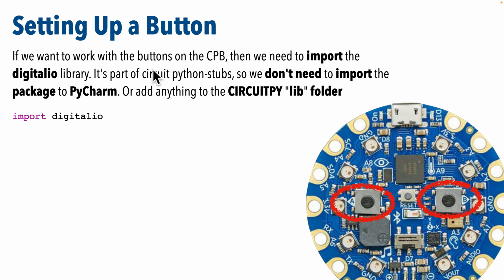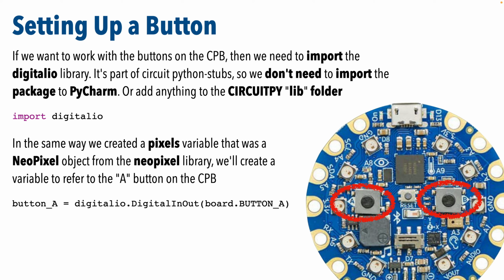Now digital I/O is part of basic CircuitPython. It comes with the CircuitPython stubs, so there's no need to import any packages into PyCharm, nor is there a need to import any extra libraries to our CIRCUITPY board lib folder. Now to use a button, we need to set up a variable that contains a digital input object so that we can refer to our button in our code.